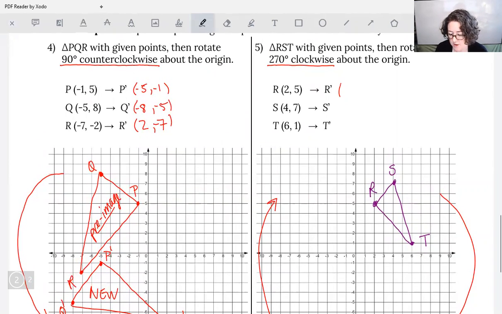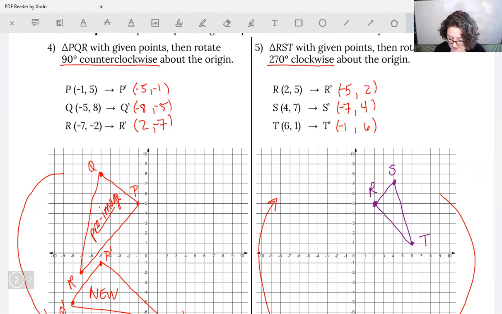So that means our new R ends up as 5 and 2. But because we're in that top left quadrant, that means a -x, +y. Okay, S. Flip your x's and y's. Again, -x, +y. Same thing with your T's, flip them around. -x, +y.